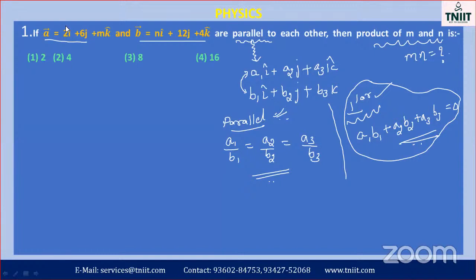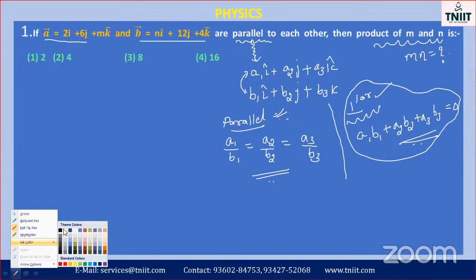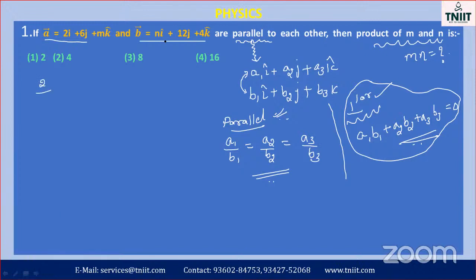Now what is the I coefficient here? I coefficient is 2, divided by, here I coefficient is n. So 2 by n must be equal to 6 divided by 12. This is also equal to M divided by 4. Now, you can equate this to first. So 2 by n is equal to 6 by 12. 6 ones are 6, 6 twos are 12. Cross multiply, n equals 4. So this is the first value.